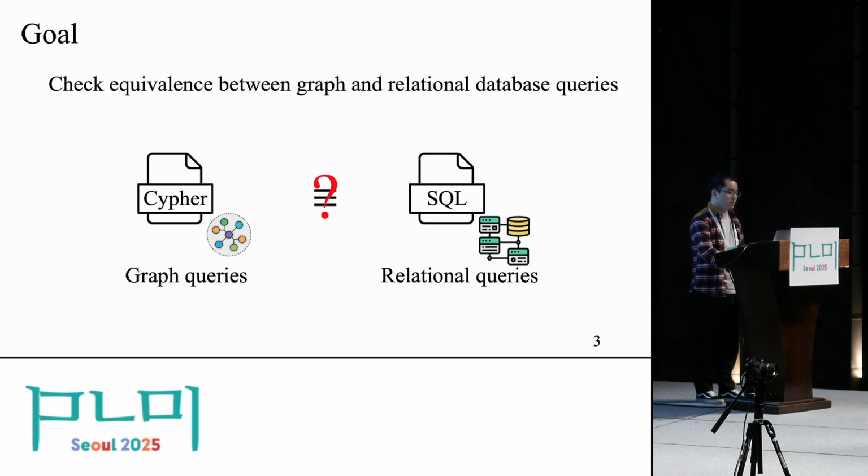In this work, we propose a method to check equivalence between graph and relational database queries. In a migration setting where developers have refactored relational tables into a graph structure and a relational SQL query into the Cypher language, our goal is to ensure these two queries consistently produce the same results.